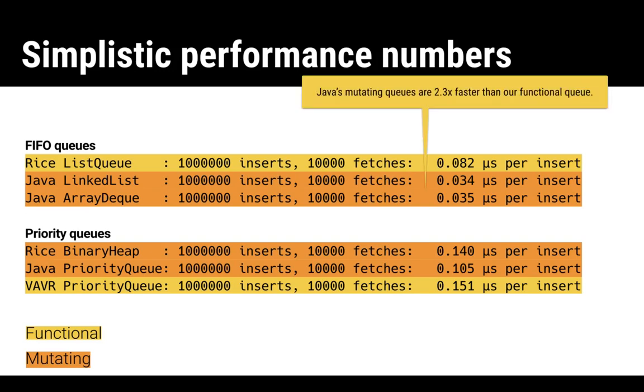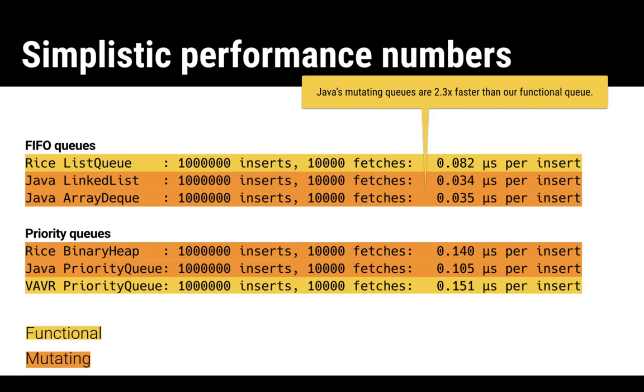So for our 3 different first in, first out queues, our functional list queue is on top, and that's the one that you're implementing this week. You'll see that it takes 82 nanoseconds per operation, whereas our Java collections classes do it in 34 or 35 nanoseconds. So that's a factor of 2.3x. That's actually kind of a big deal.